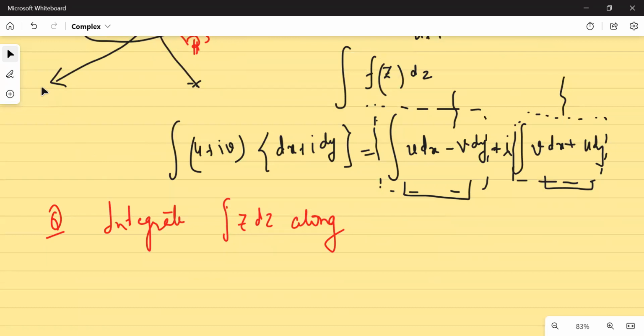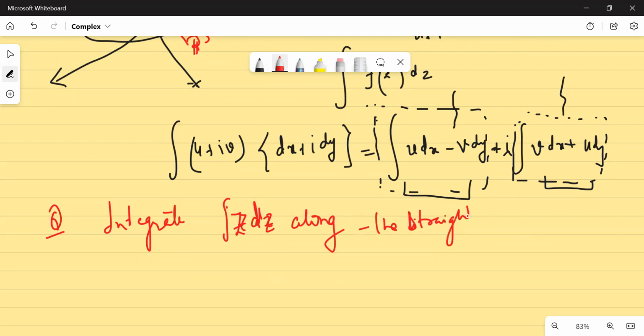Let's say my function is z and I'm supposed to integrate this z along a straight line, let's say to make it easier, joining the points 0 to 1 plus iota.